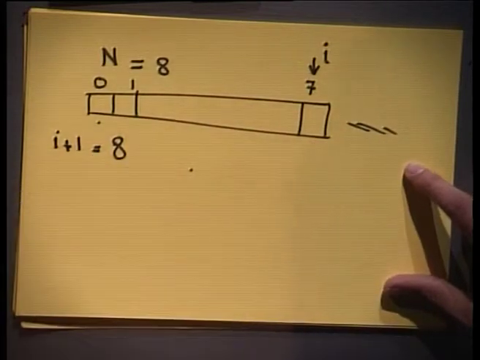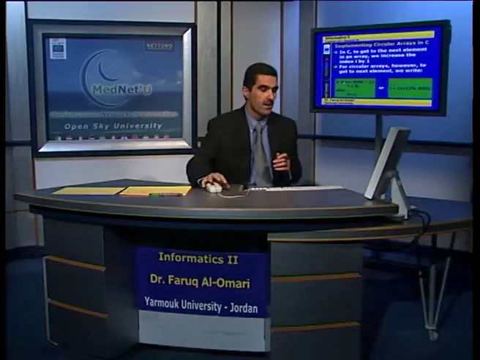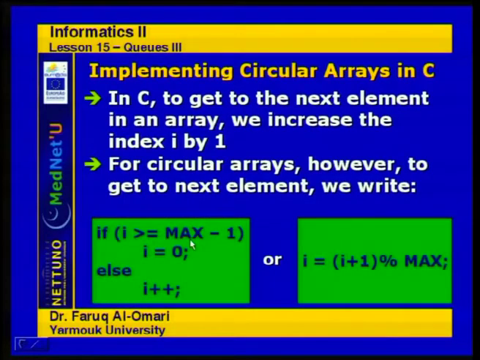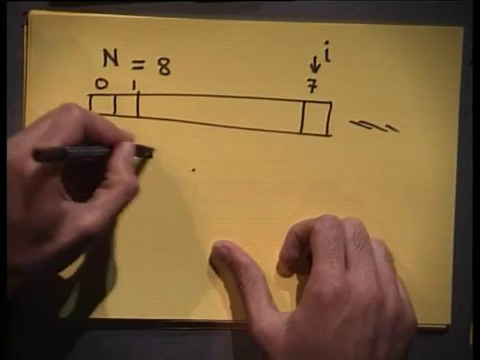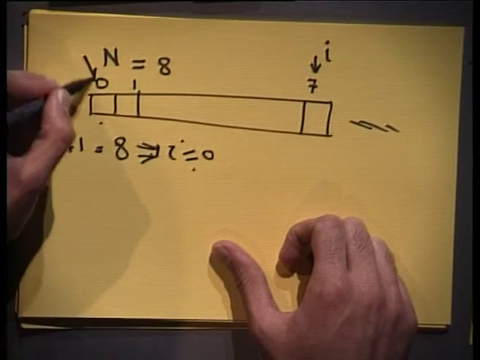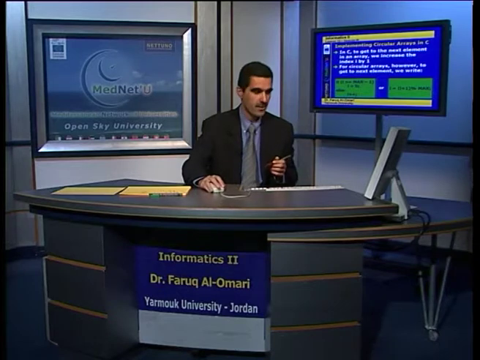So what I'm going to do after I increment, I'm checking in here the first way of implementing it. Is I greater than the max? Yes, it is. Well, in that case, just make it equal to 0. So instead of putting 8 in there, what I'm going to put is 0, and that means go down here. That's the first way of implementing this circular array.